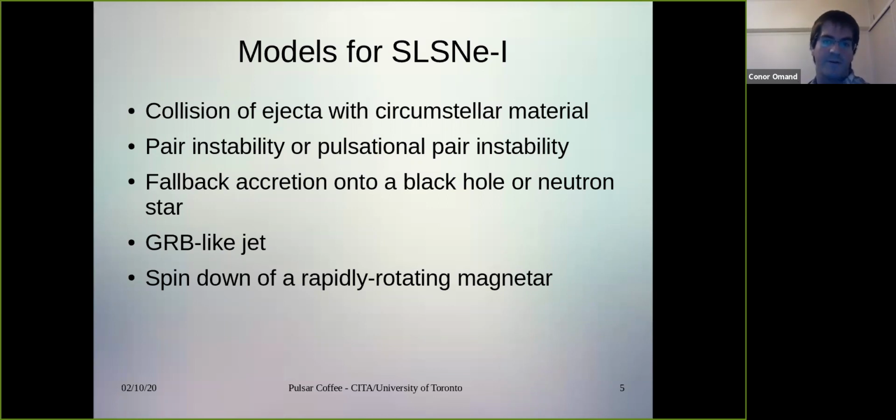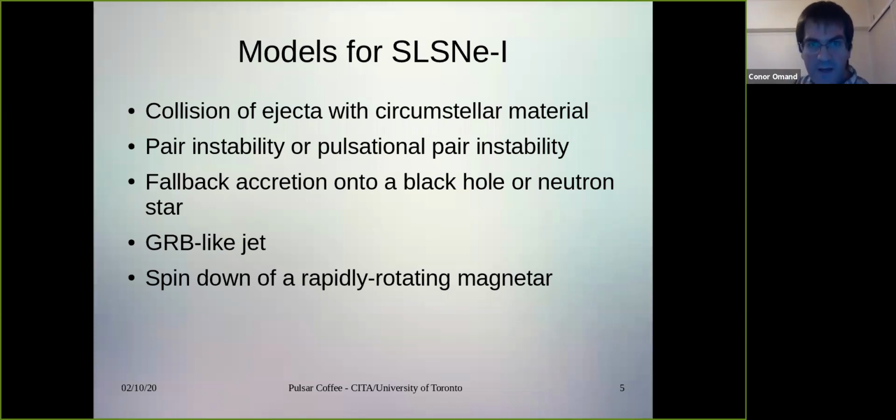Another one is fallback accretion onto a black hole or neutron star. This one has quite a few parameters. It's also related to GRBs, and may have a GRB-like jet as well. And then the last one that people have suggested is the spin down of a rapidly rotating magnetar. So this is the pulsar-driven model. This is what I study.